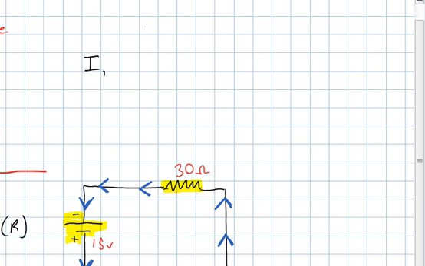Now we know our voltage, and our voltage is equal to 15 volts. And we know our resistor, I'm going to call this R1. And we know that R1 is equal to 30 ohms, which is a relatively low ohm value if you're not familiar with circuits.